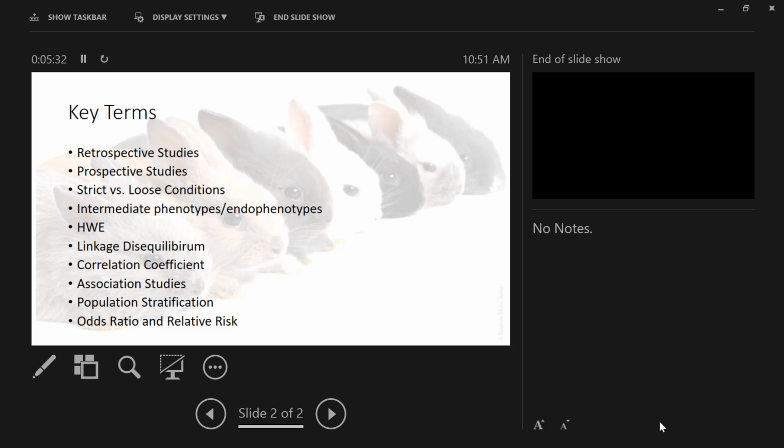We're okay? All right, so now we need to talk about odds ratio and relative risk. So odds ratio, we oftentimes abbreviate this as OR because odds ratio is just way too long to write, right?